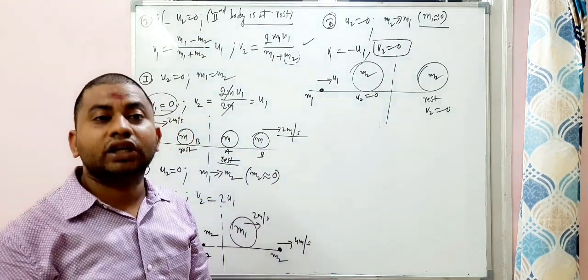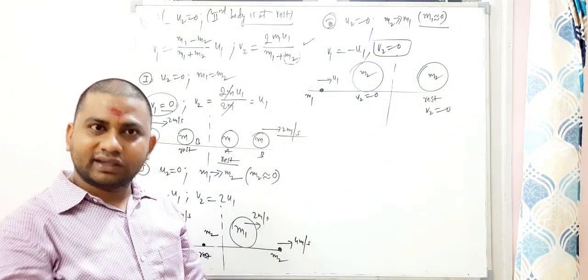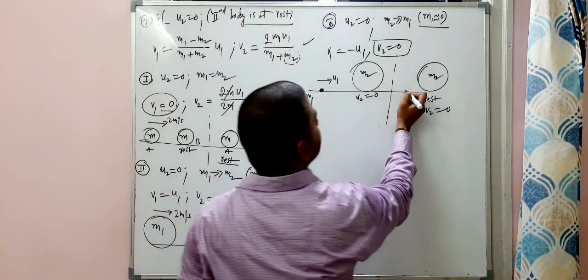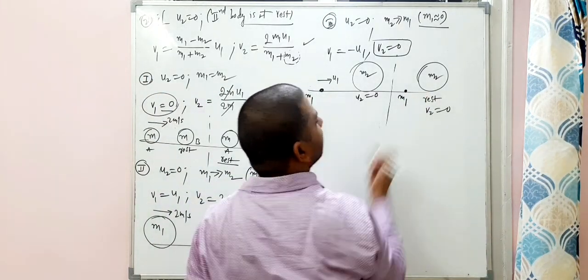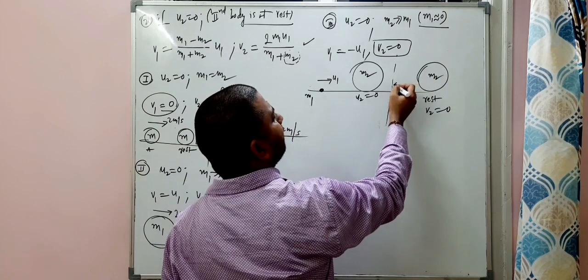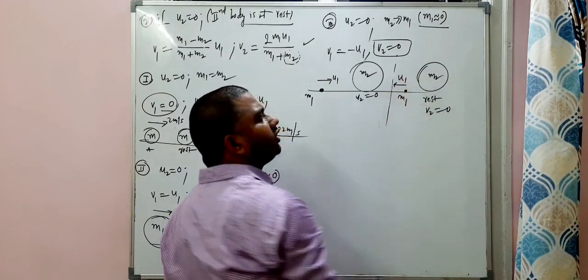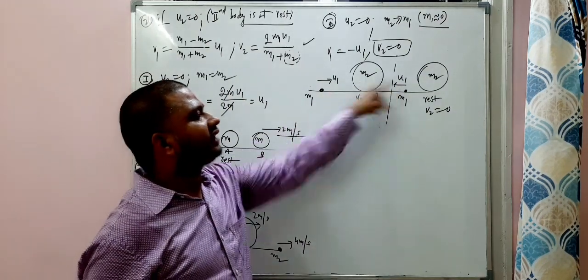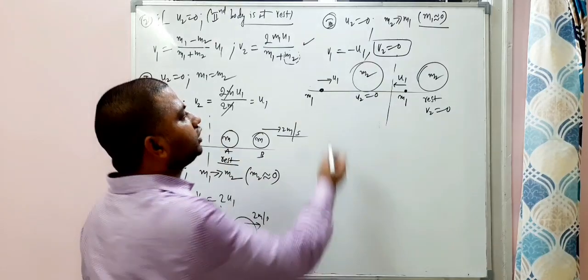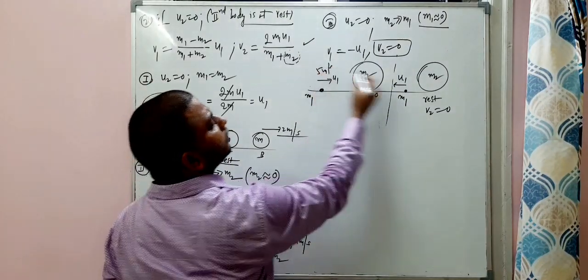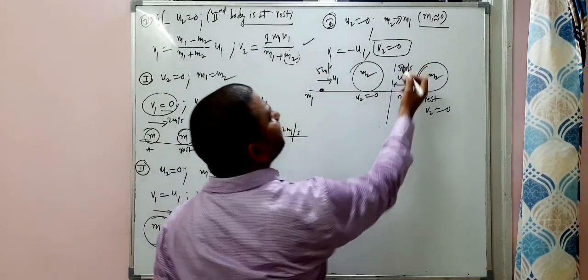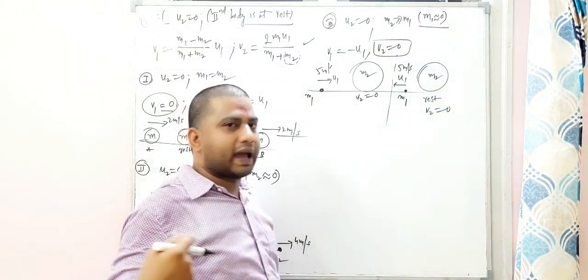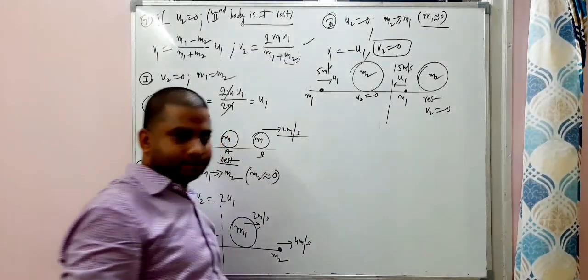And what happened to the velocity of the bicycle? The bicycle will bounce back. Understand? So this is the bicycle of mass m1, and it will bounce back with a velocity u1. With what velocity it is striking the lorry, with the same velocity it will bounce back. If it is 5 meter per second, then with the same 5 meter per second after striking the lorry it comes back, bounces back. So this is one case.